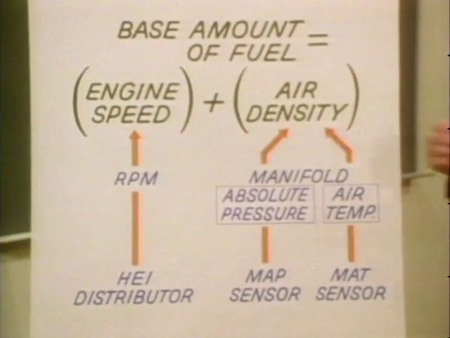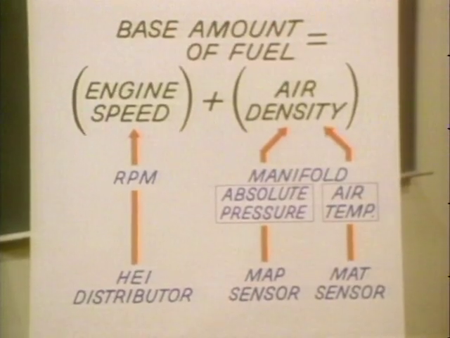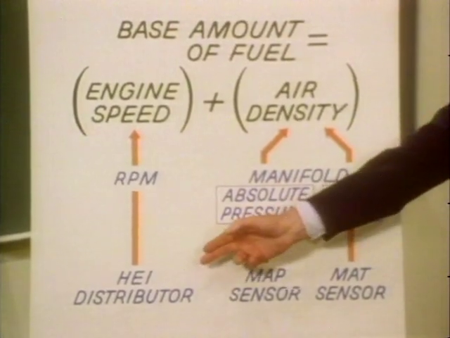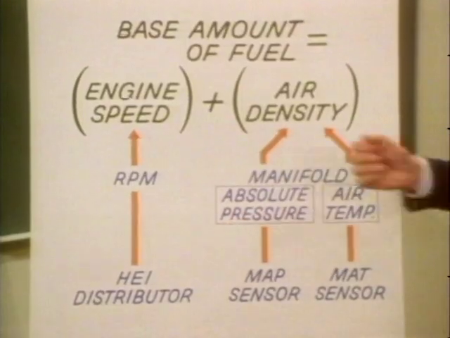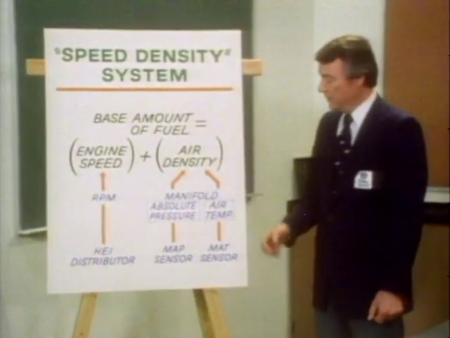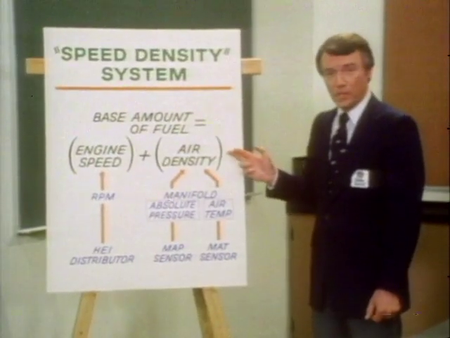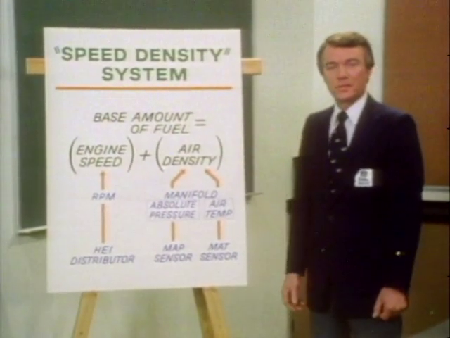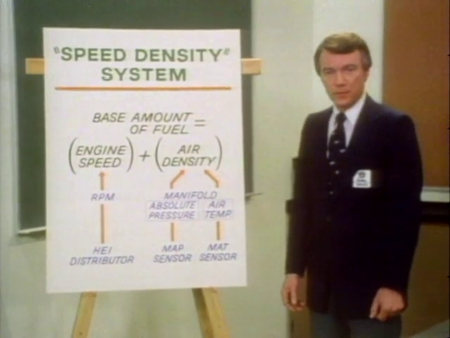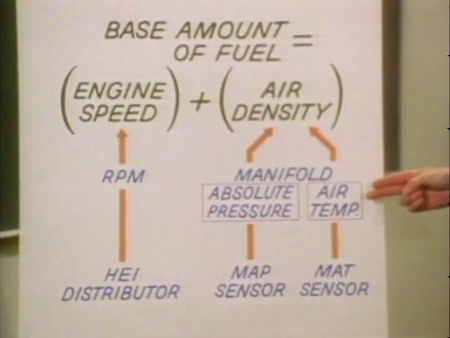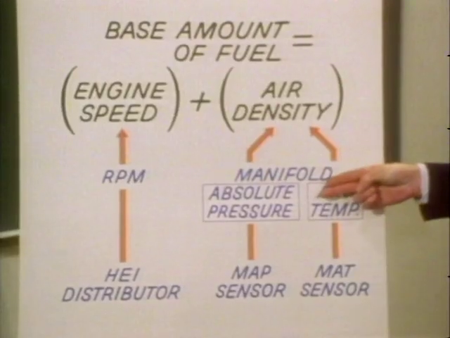The engine speed signal originates from the 7-terminal HEI module in the distributor. Pulses from the distributor are sent to the ECM, where the time between these pulses is used to calculate engine speed. The air density factor, or amount of air within the intake manifold, is determined by the variables of manifold air temperature and engine manifold absolute pressure.